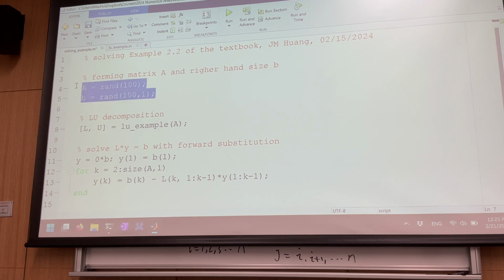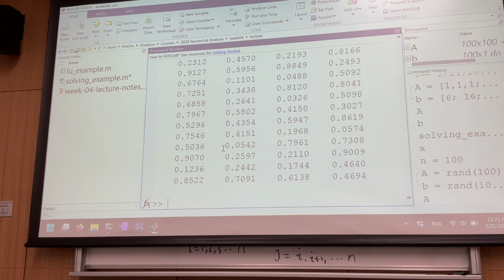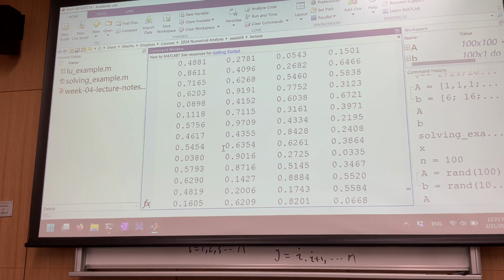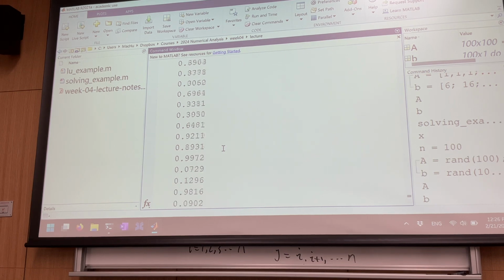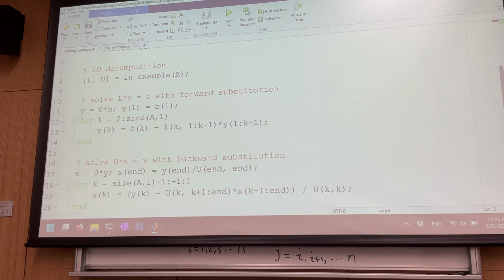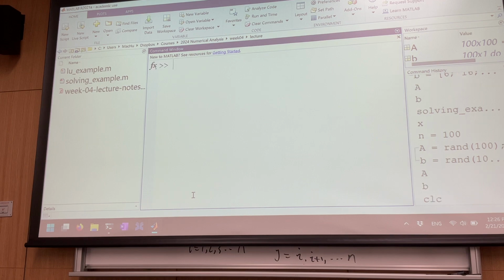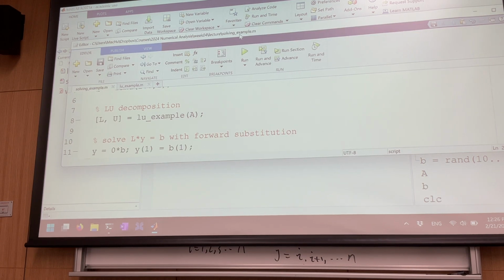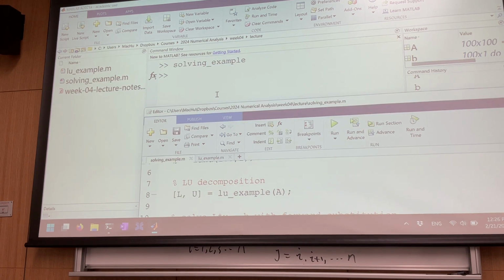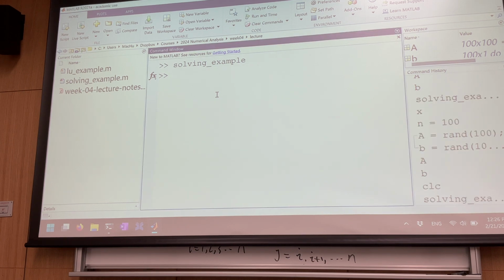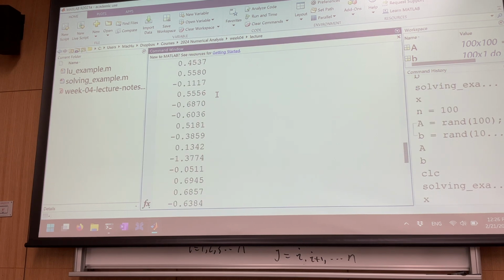If you run this, you can see A is a 100 by 100 matrix whose elements are all random numbers, and B is a 100 by 1 column vector. Then we should be able to solve for X in this case. Let's see how much time it takes. Okay, so I'll run the code. I press run, and it's done. It's this fast, it's already done, and X is also 100 by 1, so we can solve for all the values of X.